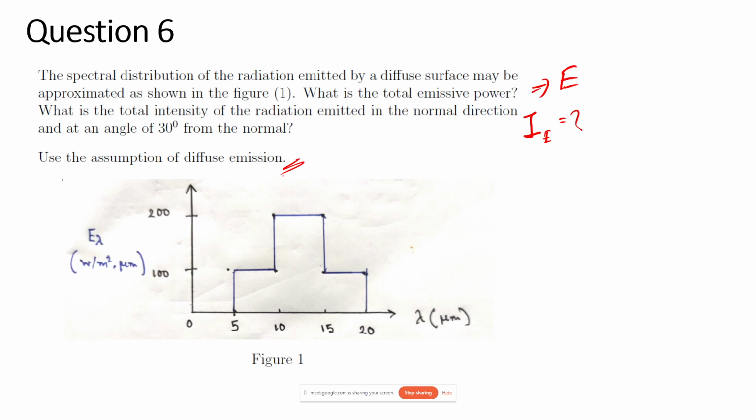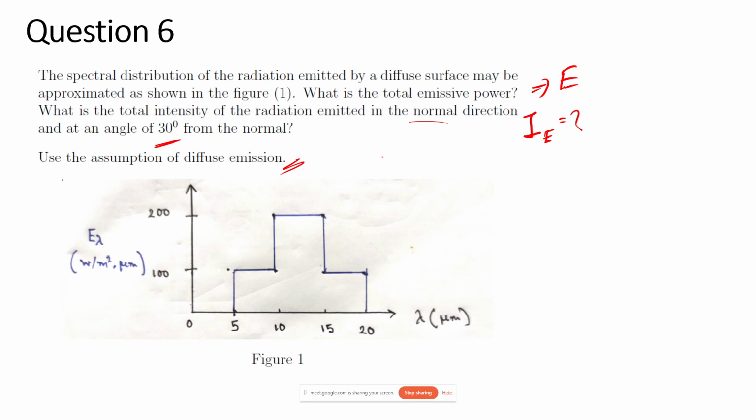Now, since we have been given diffuse emission over here, the intensity of the radiation IE will not depend on theta. It will be independent of the direction theta. So we can just neglect the last statement in this question, that is theta equal to 30 degrees, that has been given.